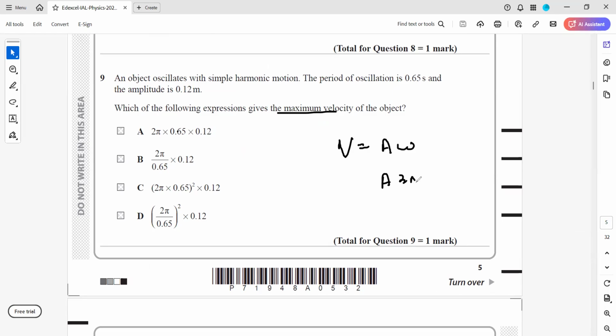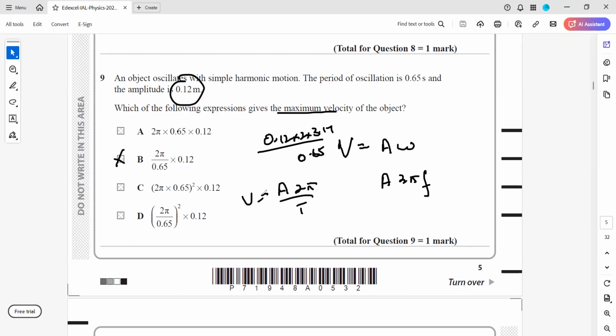So in place of omega, I can write 2 pi f, and f is 1 over T. So I can say v is A times 2 pi over T. A is the amplitude, 0.12. So 0.12 is the amplitude, multiplied by 2, multiplied by 3.14, divided by time 0.65. Which one does it match with? It matches with option B.